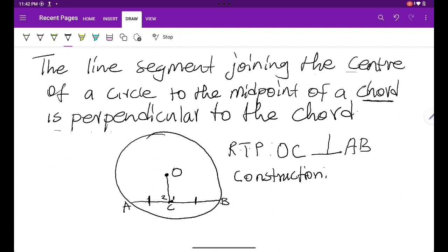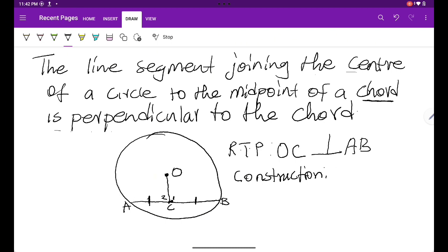Now, in Euclidean geometry, when we talk about construction, we mean added lines that were not necessarily there that will help us to prove our theorem. So that is what we call construction. We must use the pre-knowledge we have learned in the previous grades to be able to prove our theorem. The construction that we'll make here makes use of triangles. So for us to have triangles, we will join a line from O to A.